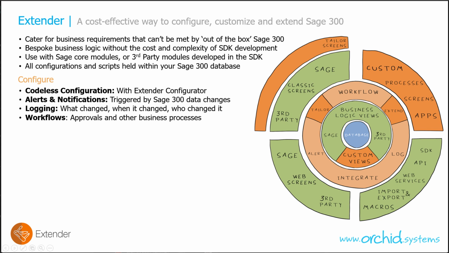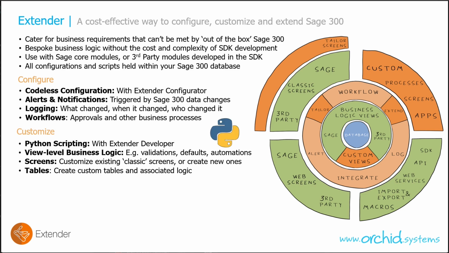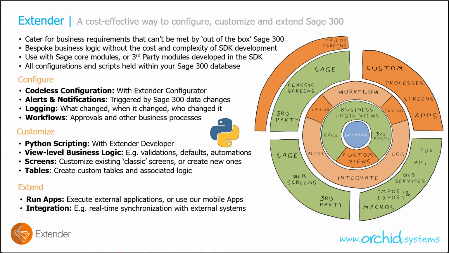With the configurator, we can set up logging and email alerts and other types of alerts triggered when Sage 300 data changes. So no more exporting and importing, it happens as the records are changed. We also have the workflow functionality, which we will cover in a separate presentation. You can customize using Python script, and many of you have built advanced customizations to automate processes in Sage 300 and validate records using Extender scripts.